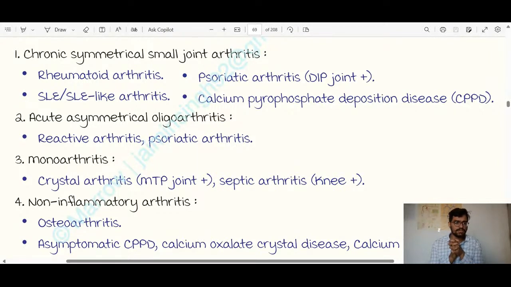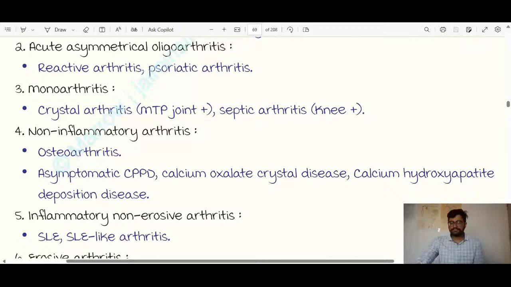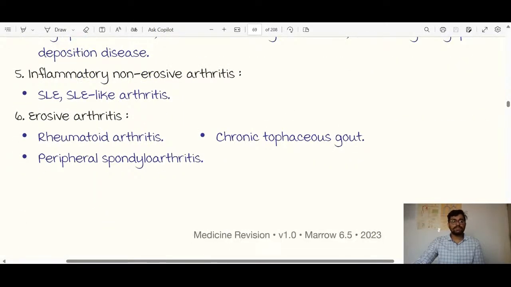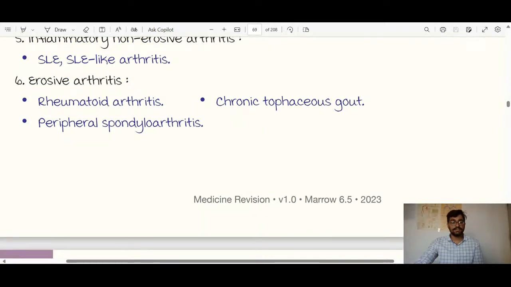Non-inflammatory arthritis, oligoarthritis: asymptomatic CPPD, calcium oxalate crystal disease, calcium hydroxyapatite deposition disease. Inflammatory non-erosive arthritis: SLE-like arthritis. Erosive arthritis: psoriatic arthritis, peripheral spondyloarthritis, chronic tophaceous gout.